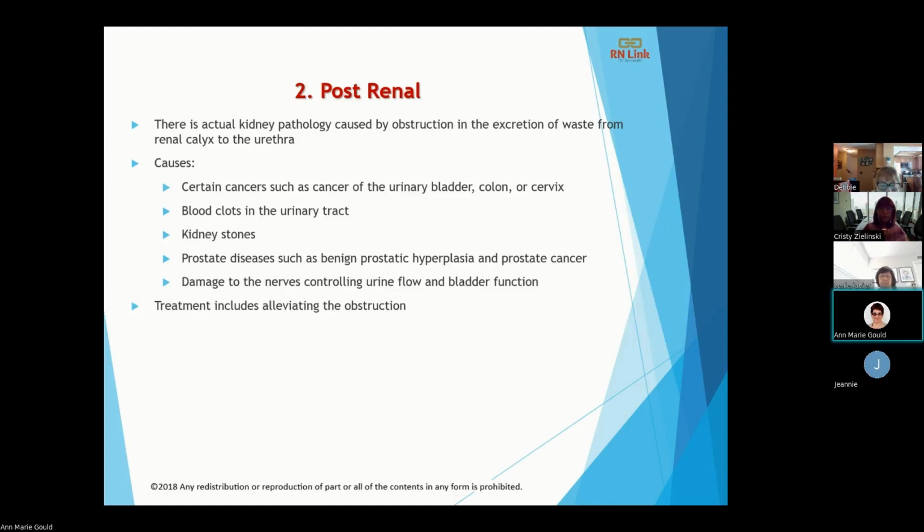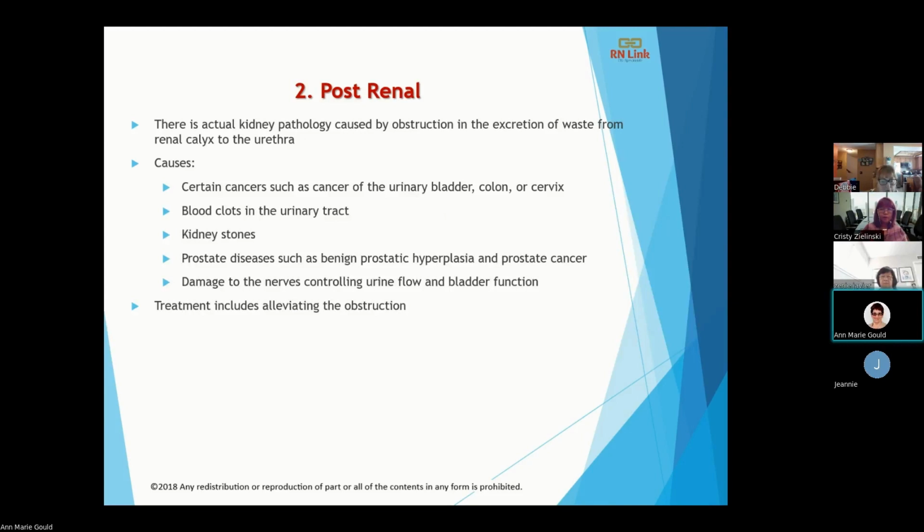Okay, what's causing blood clots to develop? It could be related to a malignancy, your prostate diseases, your BPH or prostate cancer. They may have a new prostate cancer they just found. Or damage to the nerves controlling urine flow and bladder function.